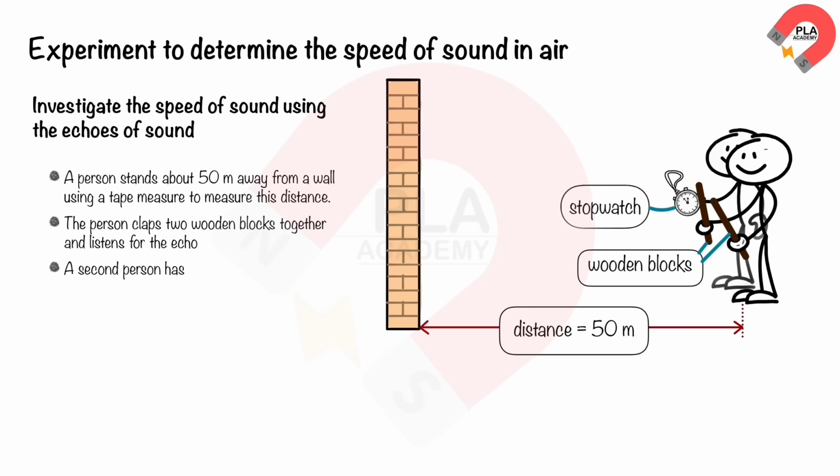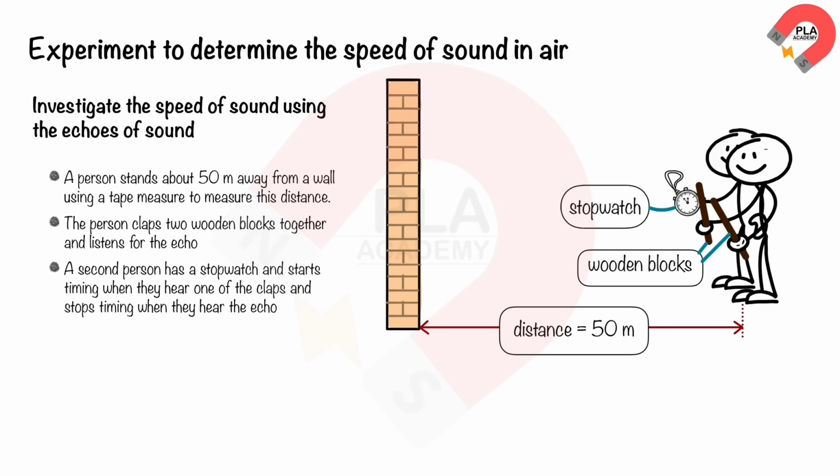A second person has a stopwatch and starts timing when they hear one of the claps and stops timing when they hear the echo. The process is then repeated 5 times and an average time calculated.